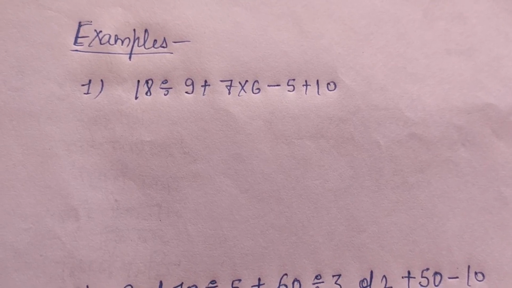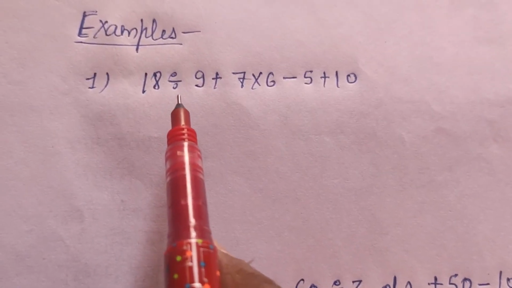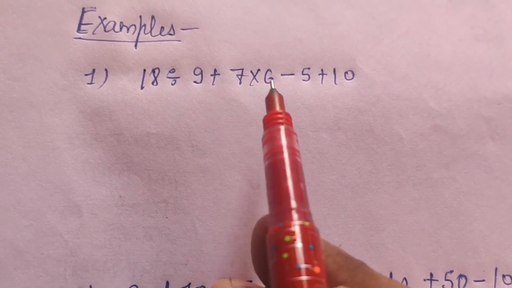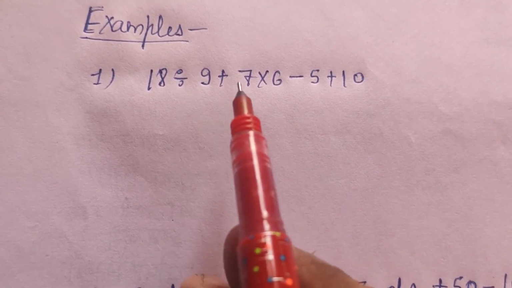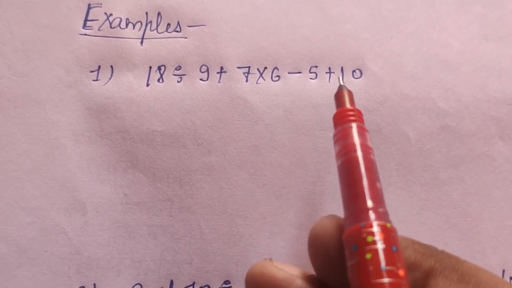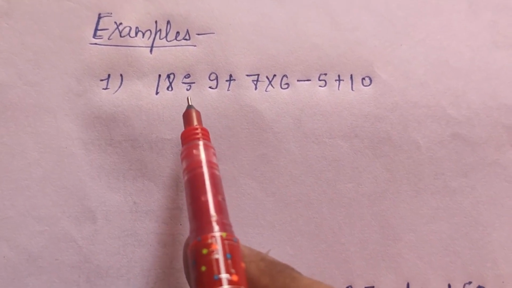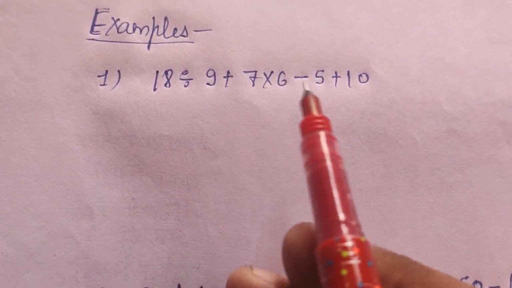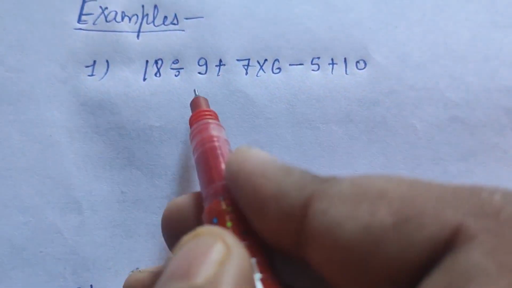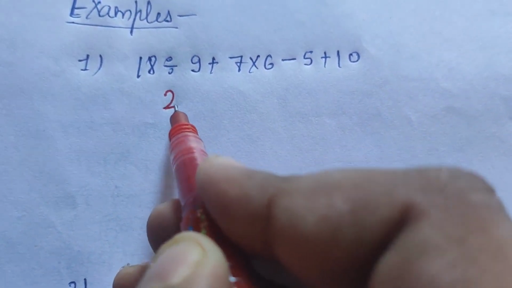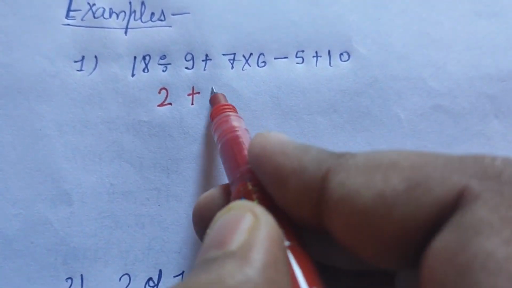Now here are some examples where we are solving using BODMAS. Here you can see 18 divided by 9 plus 7 into 6 minus 5 plus 10. Divide is there, plus is there, multiply, minus, plus. Now according to BODMAS, first of all we will divide, then multiply, then add, and then subtract. So first we divide: 18 divided by 9, our answer is 2, plus, and the rest will be the same.